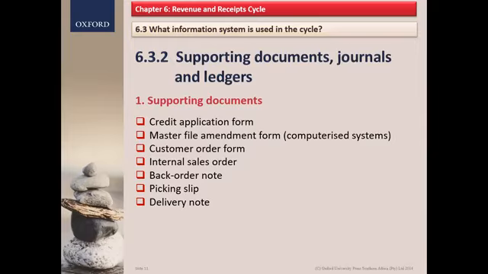So far, no question. So let us move to 6.3.2, which is supporting documents, journals, and general ledger account. The supporting documents that we might find in this particular cycle will be your credit application form.